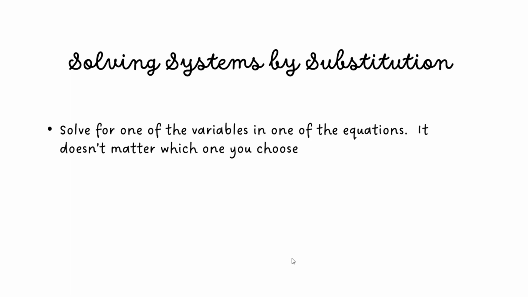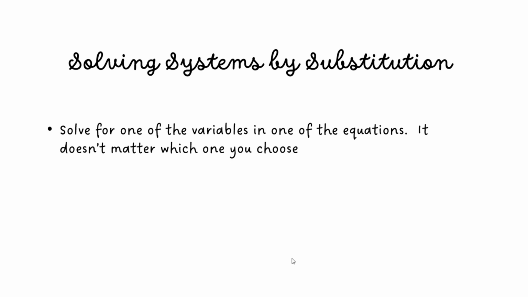Okay, so solving systems by substitution. I'll talk a little bit about the rules and then we'll jump in and do some examples. So we want to solve for one of the variables in one of the equations. It doesn't matter which one you choose.